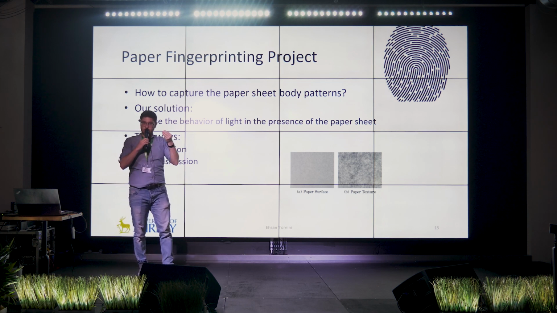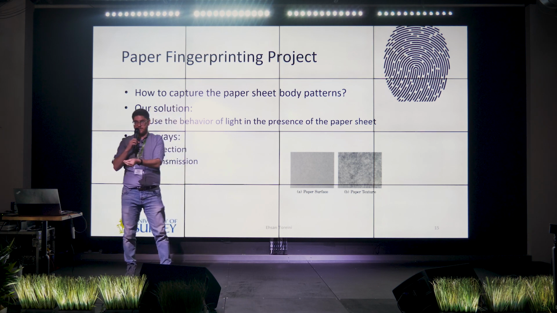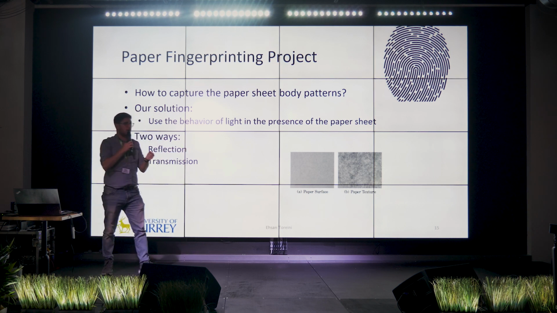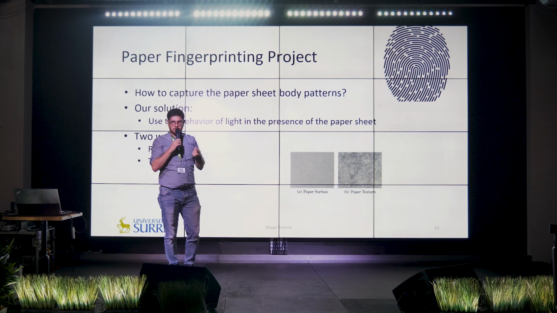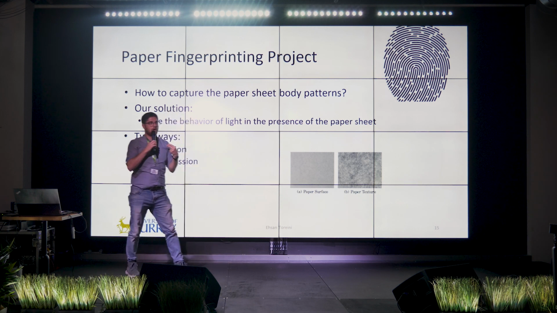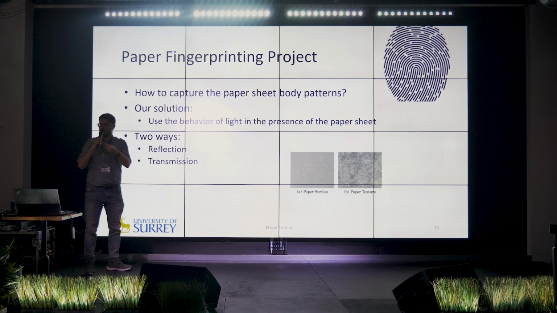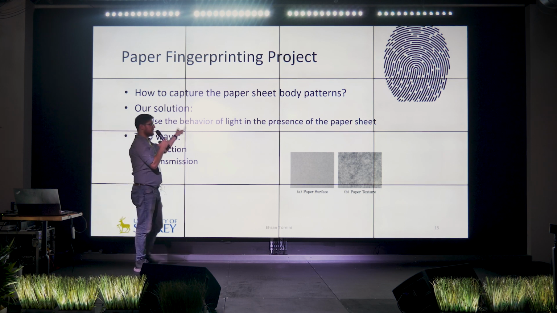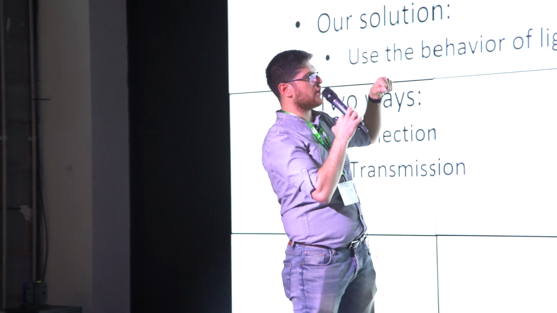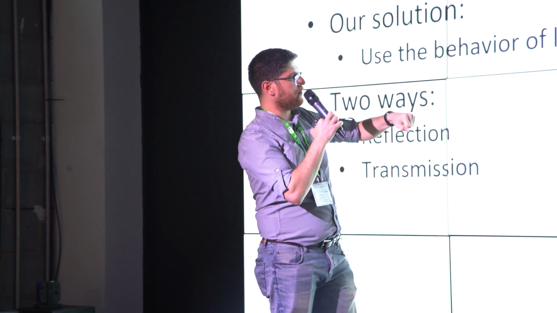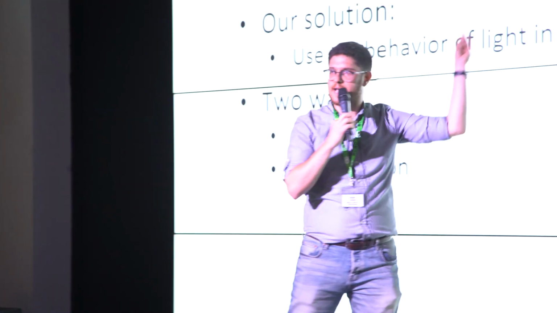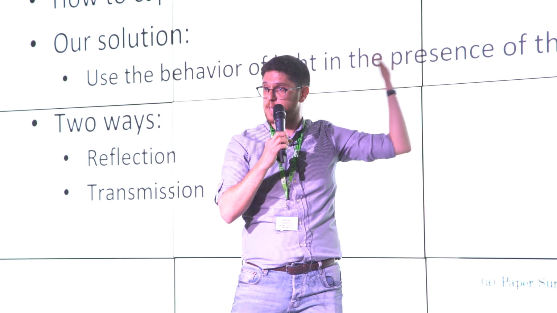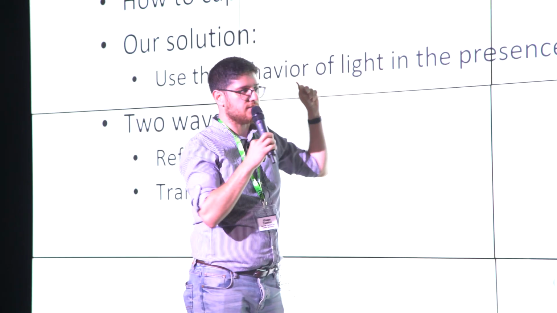And there was a good body of literature to fingerprint physical paper sheets specifically. But all of them were relying on expensive equipment or unrealistic means of getting that fingerprint. So we decided, instead of using laser beams or different sorts of radio frequency waves, to use regular light and see what the behavior of a paper sheet is in the presence of the light.